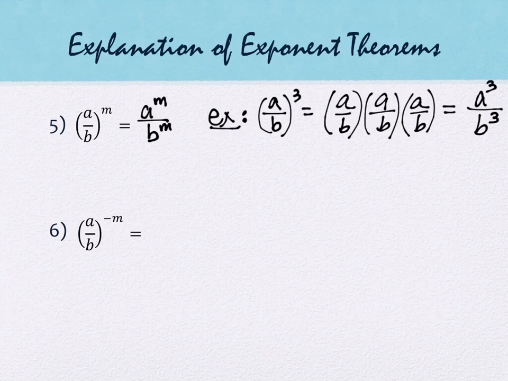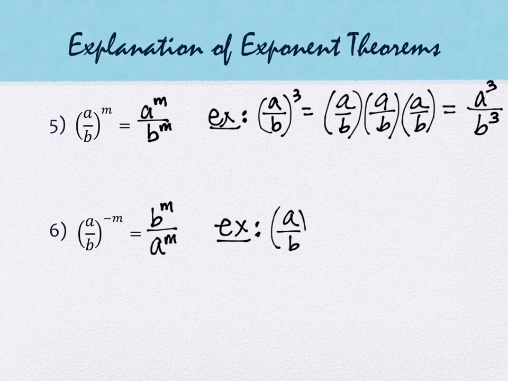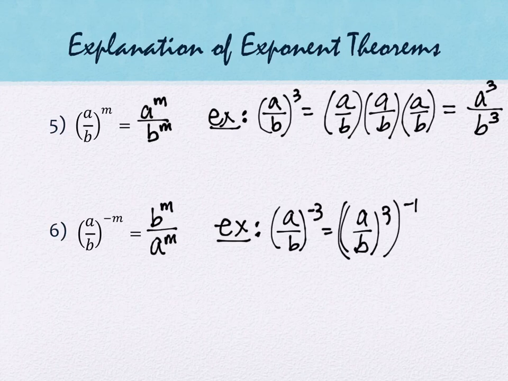Number 6, we discussed as being b to the m over a to the m. And we will use, 3 is a good number to use, so I use it a lot. We'll use -3. What I'd like for you to think about is that -3 has 2 components: the component that's the 3 and the component that's the negative. So I'm going to separate them by writing this as a over b to the third, and then all of that raised to the -1. So I've separated out the -3 into the -1 and the +3.